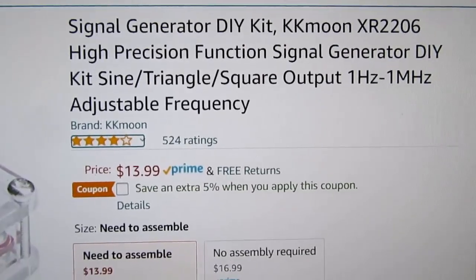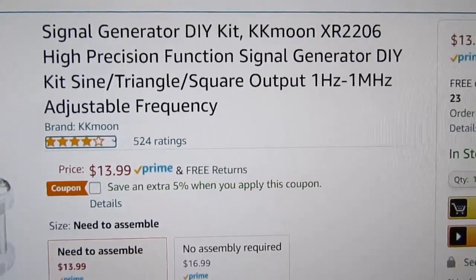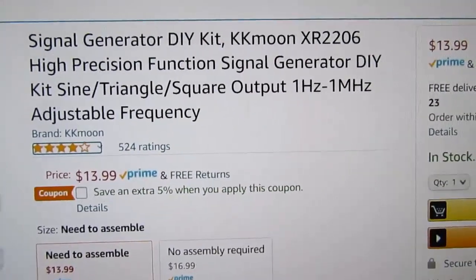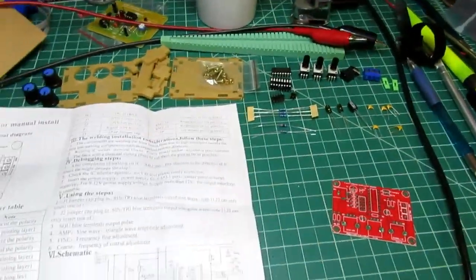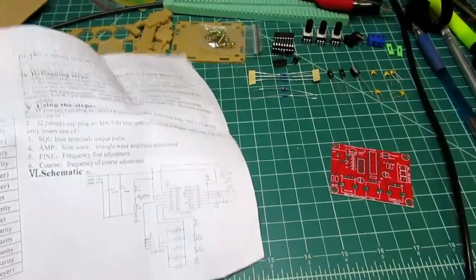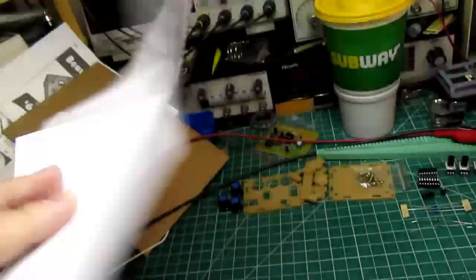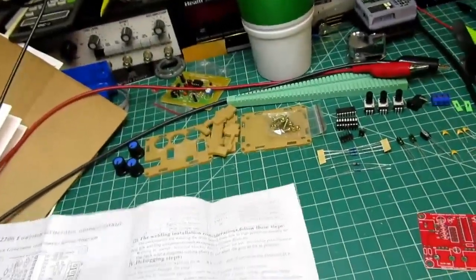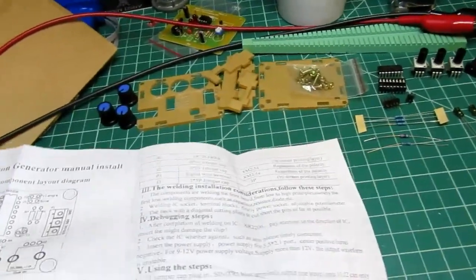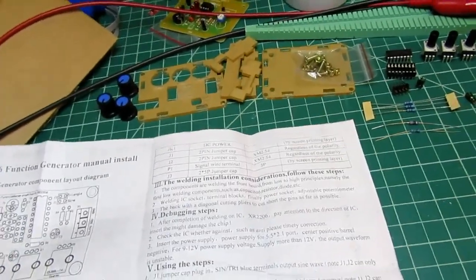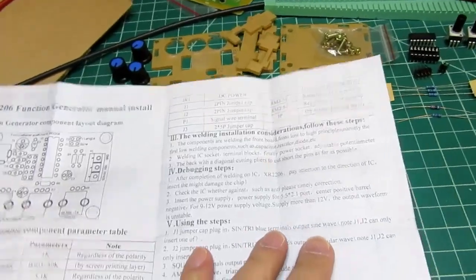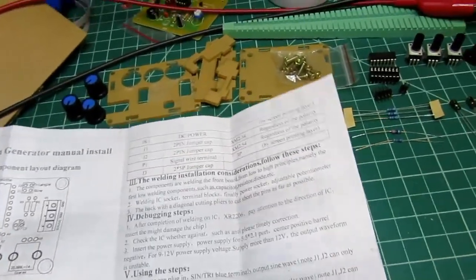Signal Generator Do-It-Yourself Kit KKMoon. Here are all the parts. It does come with a printed manual, although it's really just one side of a sheet of paper. And it's some really weird low quality paper, like it's 10 times recycled or something, but it'll work.